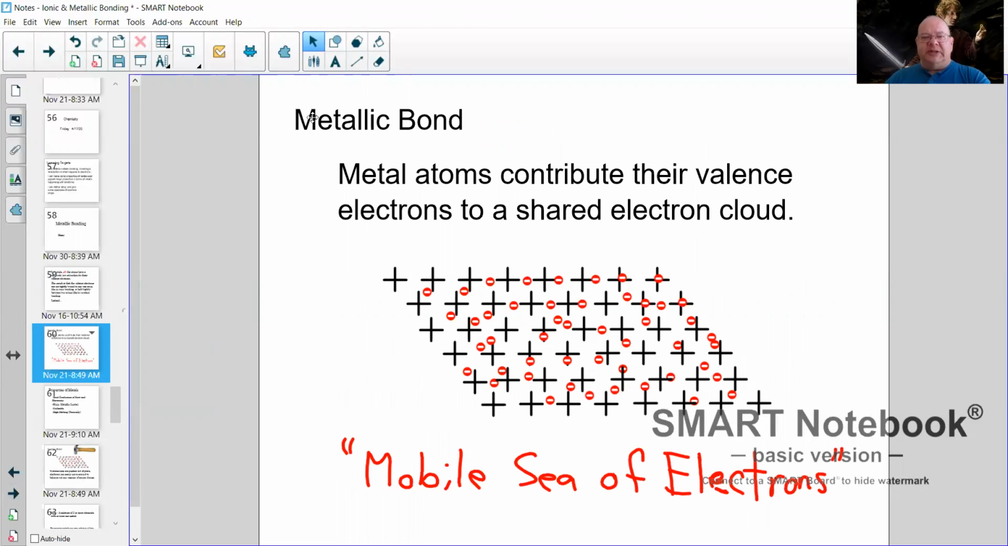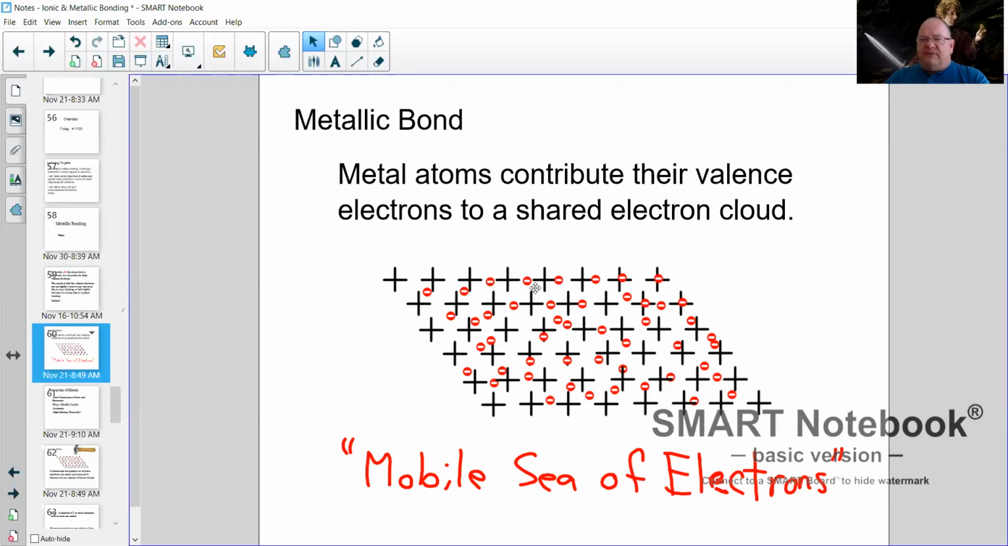So let me try to explain this diagram a little bit. The pluses in the background are representing our atoms. It's representing the nucleus of the atoms and all the inner electrons. So the nucleus is positive. And let's just imagine that each of these atoms has one valence electron. So overall, this network is neutral. You've got atoms, they each have a valence electron, but they're all neutral atoms.